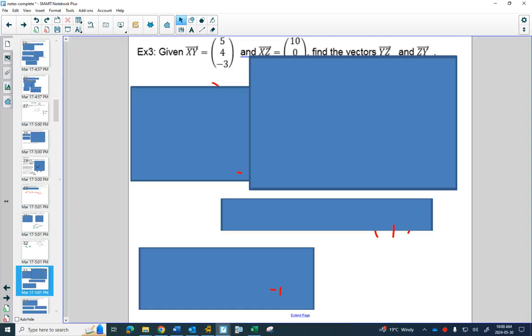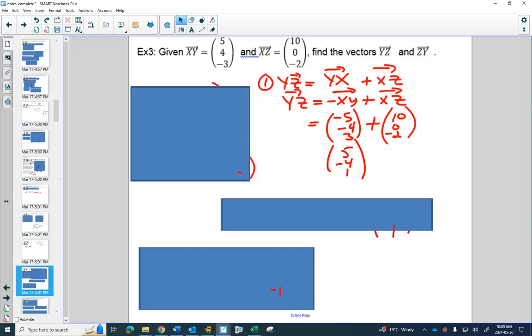So given XY is 543 and XZ is 1002, could you go from Y to Z? One thing that's similar to matrices, you know how when you multiplied matrices you needed those middle numbers to match up? When you write out an equation, which I'm going to put in the blue box right here, does Y to Z make sense?